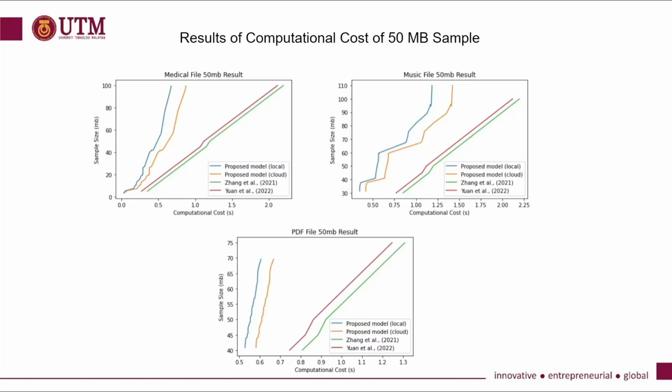Now moving on to the results of the comparison for 50 MB. As you can see, only 3 of them are taken. The email file was not taken because it was too small. So as you can see, as before, the proposed model has significantly less computational cost than the Zheng one and the Yan one.